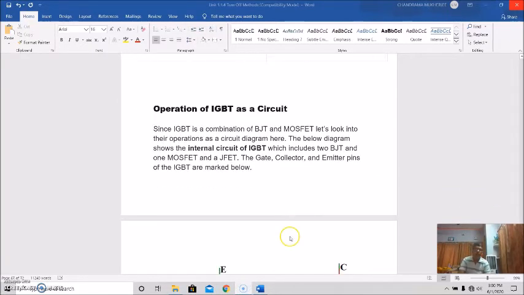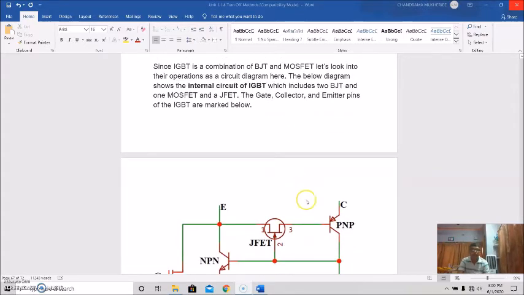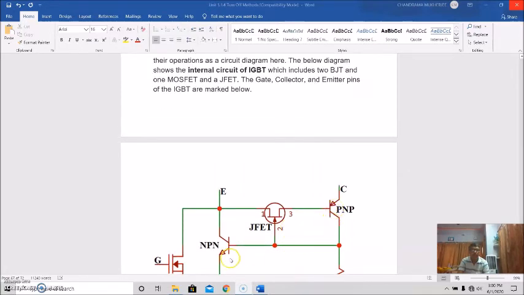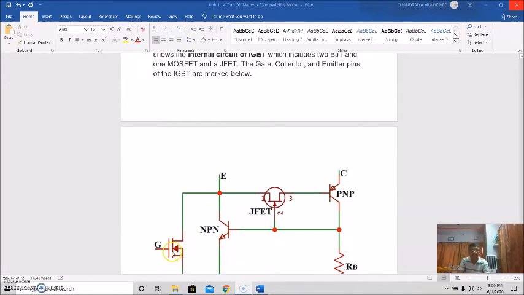Now, operation of IGBT as a circuit. Since IGBT is a combination of BJT and MOSFET, let us see its operation as a circuit diagram. Here is the internal circuit diagram of IGBT, which includes 2 BJTs, 1 MOSFET and another JFET. The gate, collector and emitter pins of the IGBT are marked here. So this is the internal circuit diagram of IGBT.